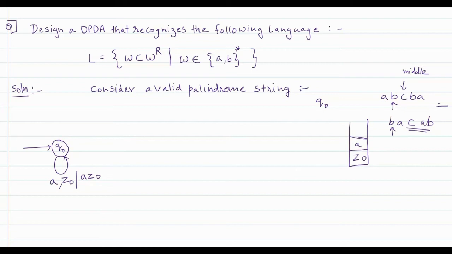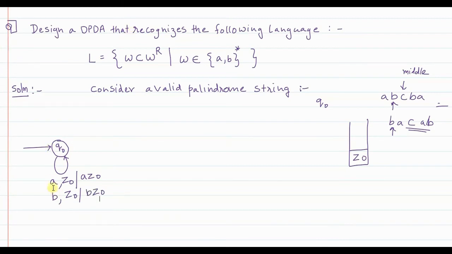But suppose the string was not ABCBA, and the string was BACAB, which actually starts with B. In that case, the same thing would arise. If the first element in the string is B and the stack is empty at that time, I would have pushed B onto the stack. So that also I need to write. If B was the first element of the string and Z0 was on the stack, then I would have pushed this B onto the stack.